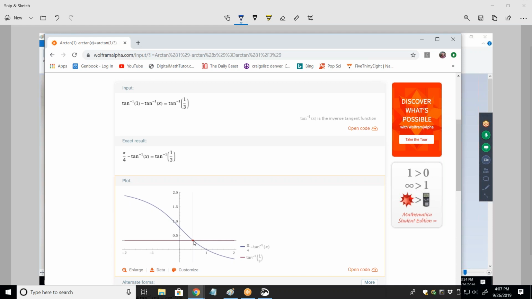I don't know if there is a radical exact answer here. I don't think there is. First of all, inverse or arctangent of 1/3 is a number, but it's not a, you know, pi over 6 type number. The only way I know to get it is to look it up in a table or go to a calculator.